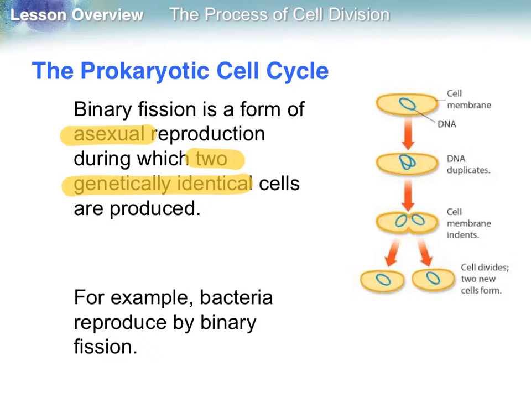So we start out with one cell, and that one cell then duplicates its DNA. And once the DNA is duplicated, the cell divides, and we end up with two new cells, and those two new cells are exact copies of that original cell.